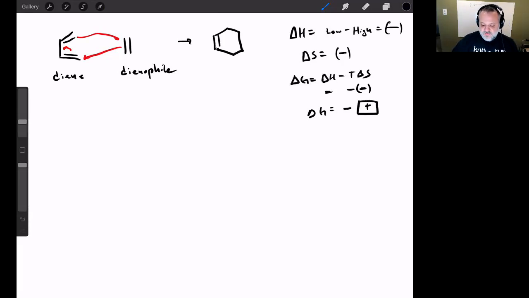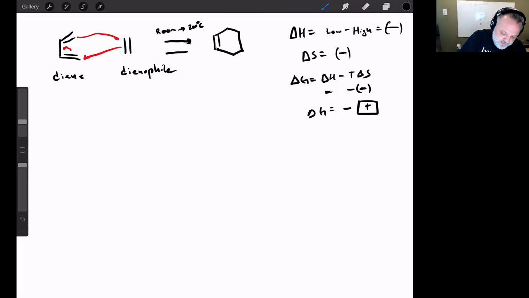Well, we need to keep the temperature fairly low, not cold, but lower, in order to keep this reaction moving in the spontaneous direction. In other words, keeping the equilibrium favoring the closing of the ring rather than the opening of the ring. So these reactions happen at room temperature up to about 200 degrees. And then after that, the reverse reaction starts to be favored.